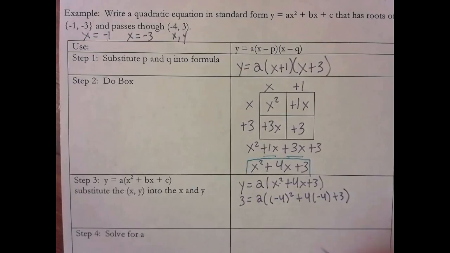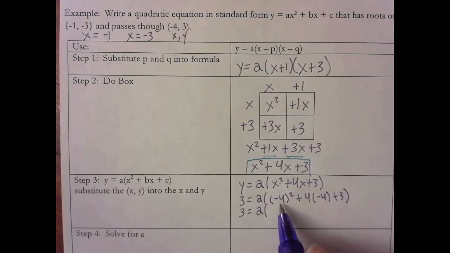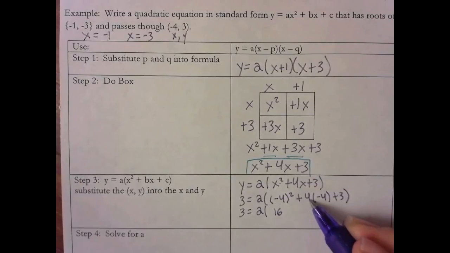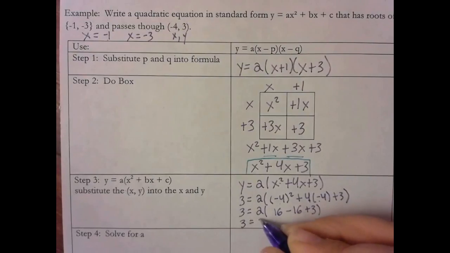Let's simplify this a bit, shall we? So nothing happened with our 3, nothing happened with our a. Well, negative 4 quantity squared is 16. Positive 4 times negative 4, that's negative 16. And we just bring down that plus 3. Well, 16 minus 16 is 0, so we just get that 3. So 3 equals a times 3.